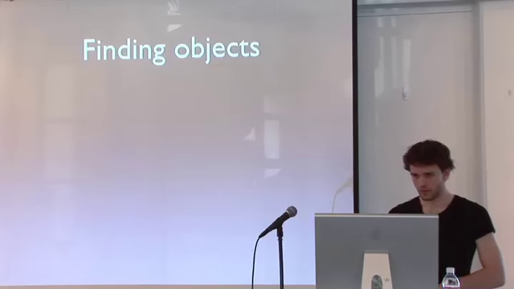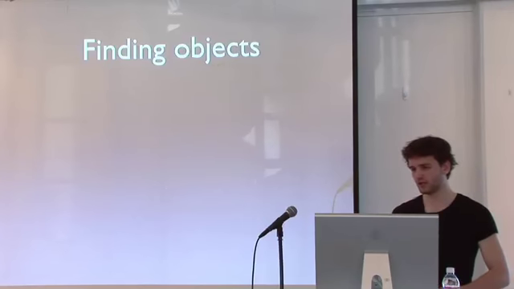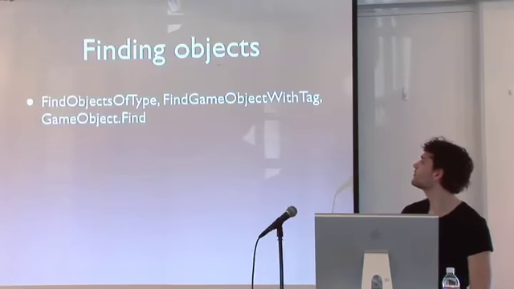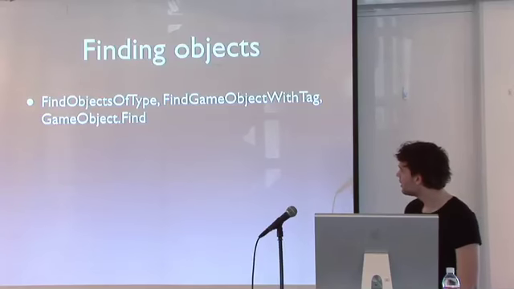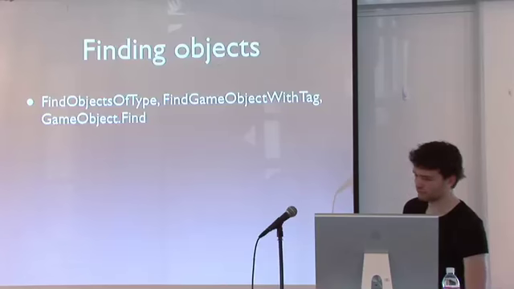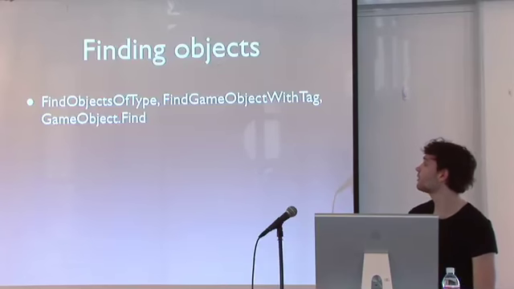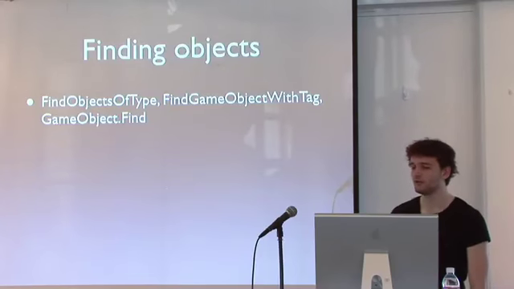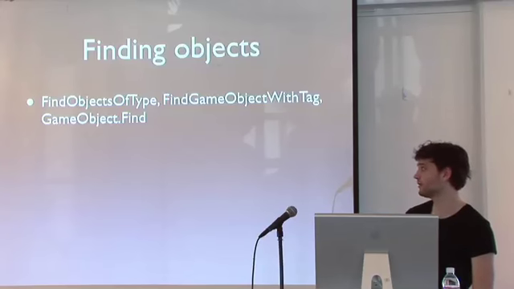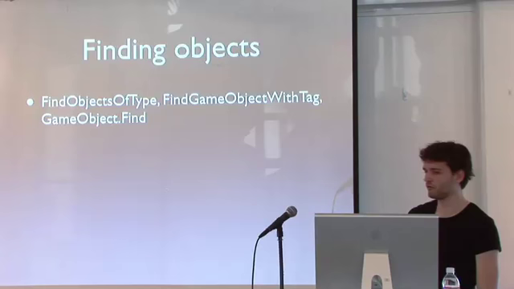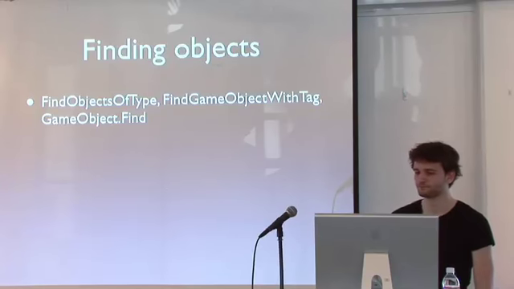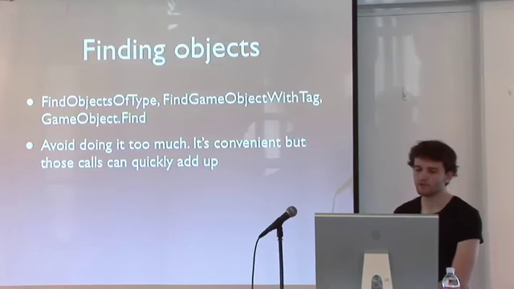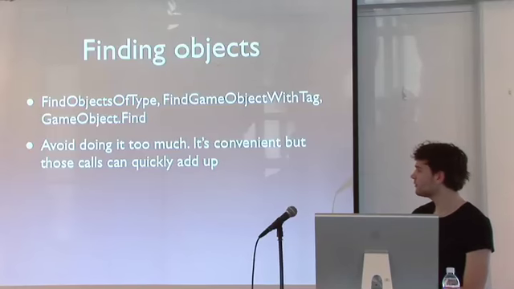One thing that a lot of people do is find game objects with tag, GameObject.Find, find objects of type. They are not the fastest functions to use. You shouldn't use them all the time. You should optimally avoid calling them in the update loop, and you should most definitely avoid calling them inside inner loops where you go through something several times. Those calls can really add up very quickly, and there's a solution for it.